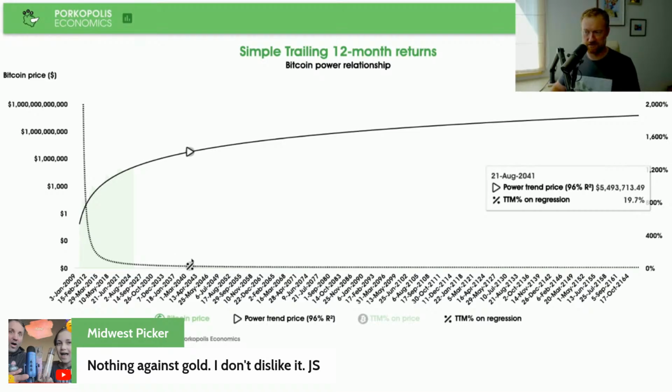Let's see how long it takes us to get to 10% per year. Right there, 2070. $200 million Bitcoin. I know Bitcoin won't be priced in dollars at that time. It's just for illustration purposes. And then, more stable as we go on out.